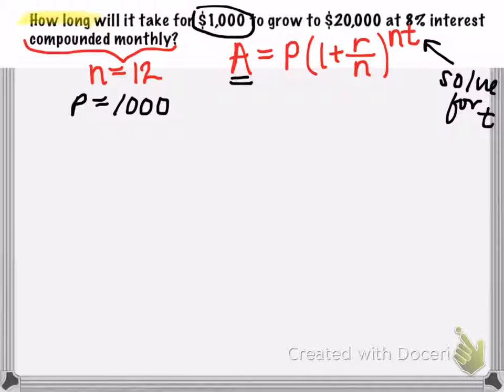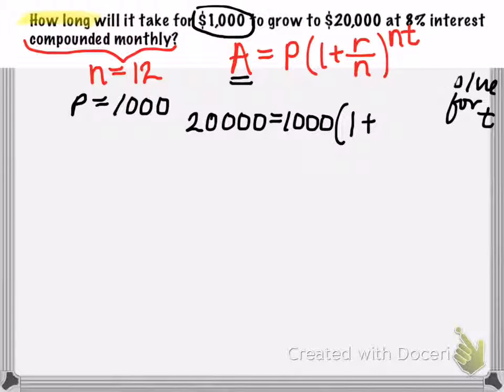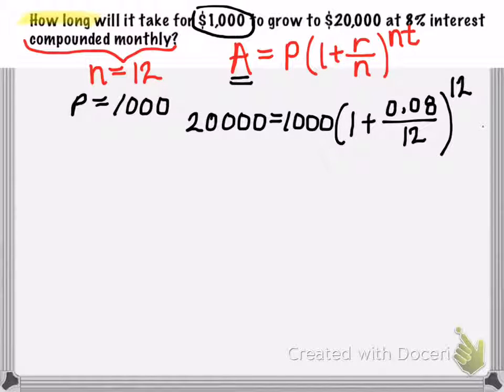Now remember, A is your accumulated value. In other words, it's your after amount. It's how much money you're going to have at the end of T years. And we want our account to grow to $20,000. So initially then, our setup would be $20,000 is equal to our initial amount of 1,000 times the quantity, 1 plus. Now remember, R is the interest rate, but you have to make sure that you have the interest rate converted to a decimal. So 8% interest is going to be 0.08 divided by 12, since the interest was compounded monthly. And then it's raised to the N times T power. So that would be 12 times T. And there's our unknown. Our unknown is T.